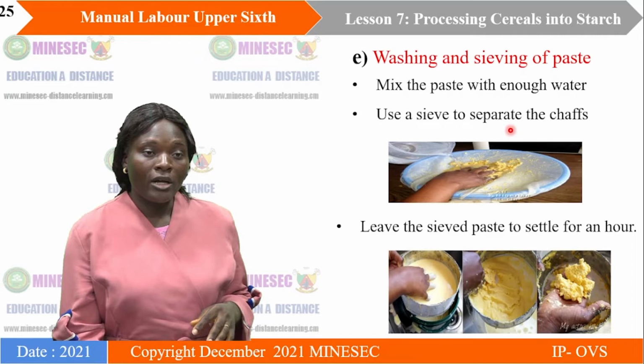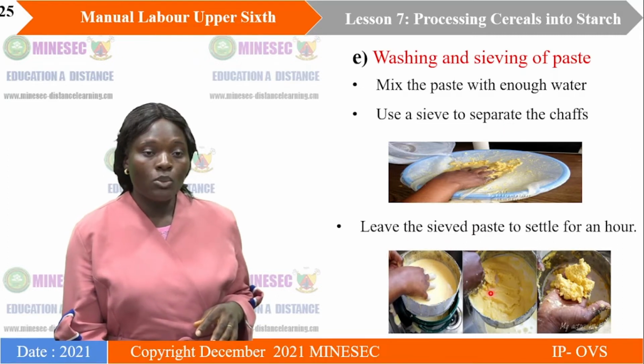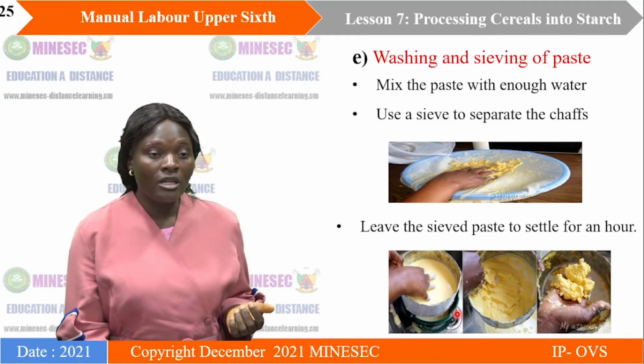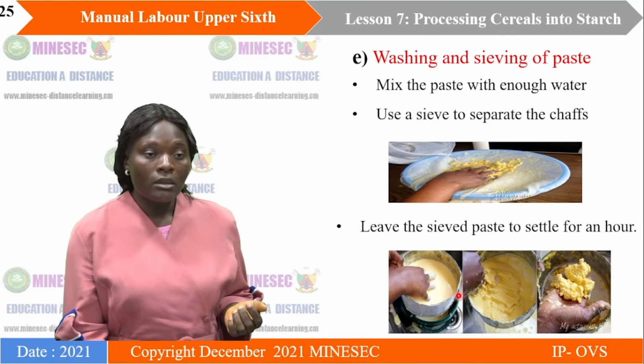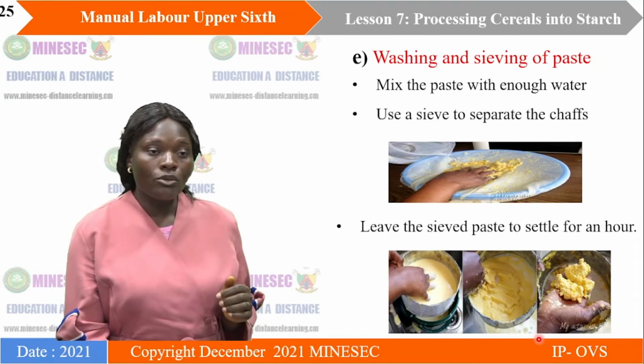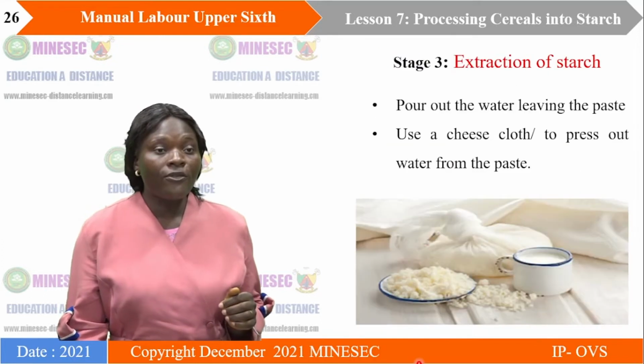You can use this kind of sieve. You can use this one or this one. These are all local sieves. That is easy. You see the stages. It's being separated. You see, these are the chaffs. So after which you leave it.